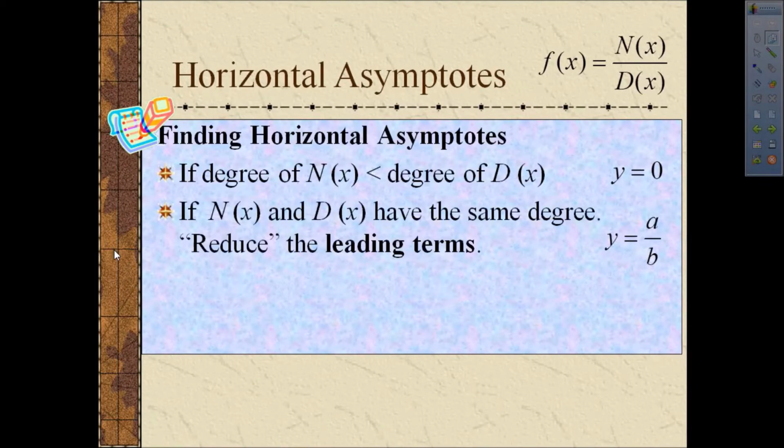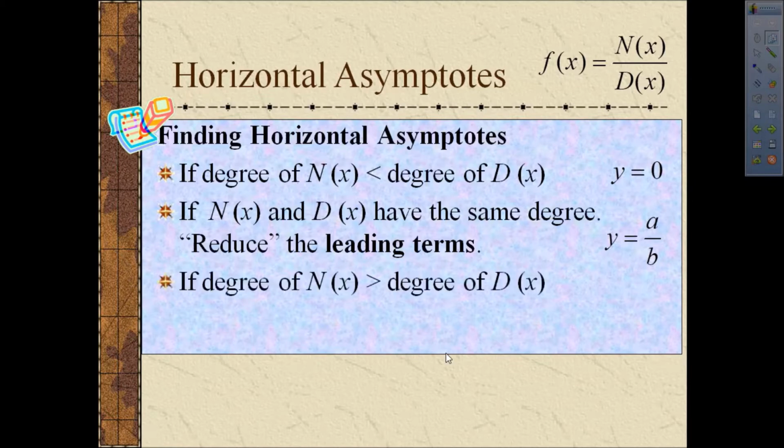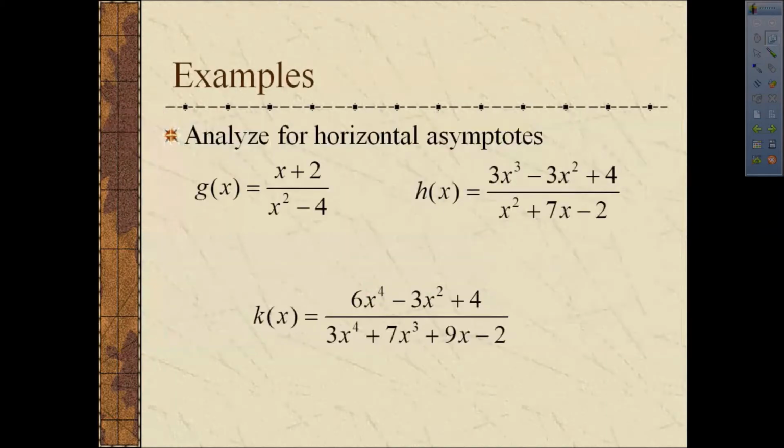If numerator and denominator have the same degree, then we're going to reduce the leading terms, and whatever fraction is left over, that is where our horizontal asymptote will be. If the degree of the numerator is bigger than the degree of the denominator, then we simply have no horizontal asymptote at all. Let's try a few examples.